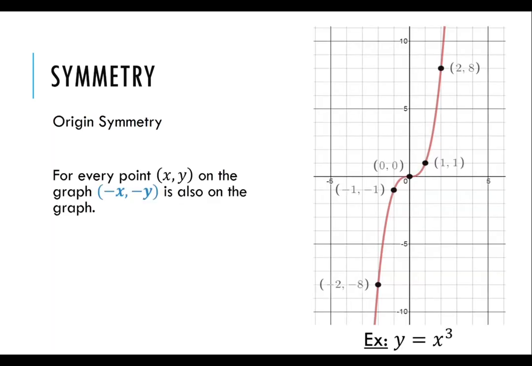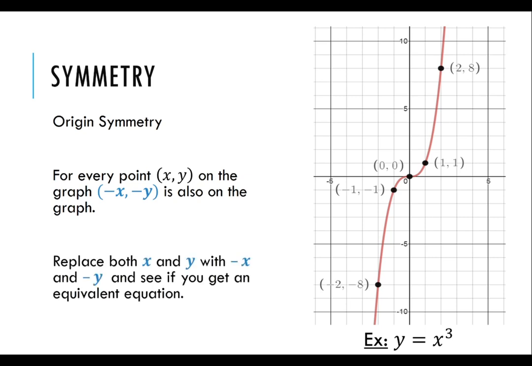Origin symmetry is this situation where you have an image and you can rotate it 180 degrees. So if I take this picture and turn it 180 degrees, is it the exact same picture that you started with, just maybe upside down? For this one, the answer is yes, but specifically you can also say that for every point (x, y) on the graph, (-x, -y) will also be on the graph. To test an equation for origin symmetry, replace x with negative x, replace y with negative y, then simplify that equation as much as possible, and if you get the same equation you started with, then you have what's called origin symmetry.